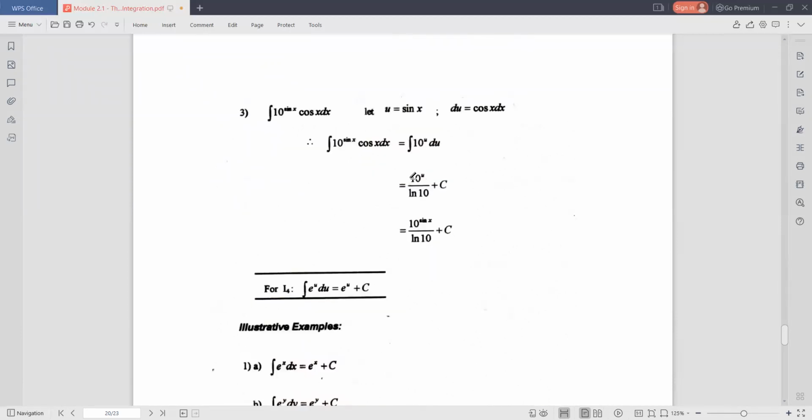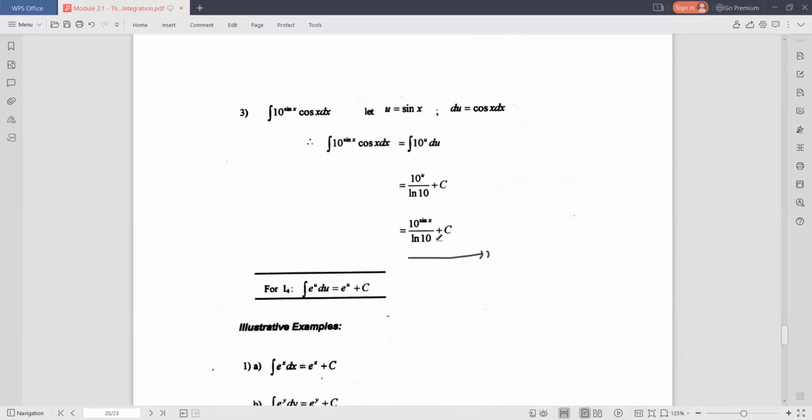Then apply the integral formula. So that is 10^u over ln of 10 plus c. Then substitute the value of u, that is sine x. So we have 10 raised to sine x over ln of 10 plus c. So ito yung general solution. Madali lang. Pag nagpa-practice ka, madali lang.